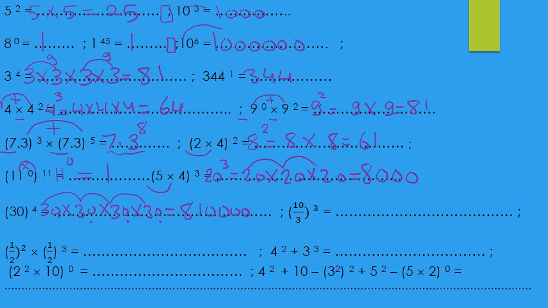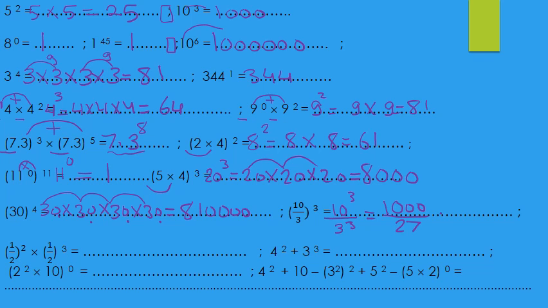10 over 3, all of it cubed. This is a rule. It's written 10 cubed over 3 cubed. What's 10 cubed? It's 1 and 3 zeros. What's 3 cubed? It's 3 times 3 times 3, which is equal to 27. We can't reduce this fraction.